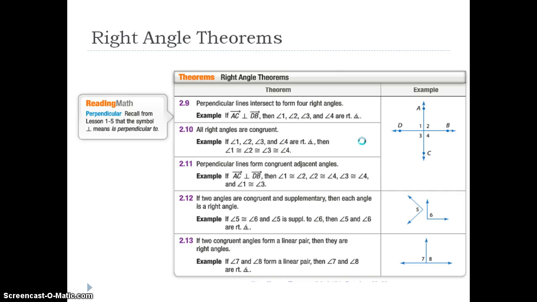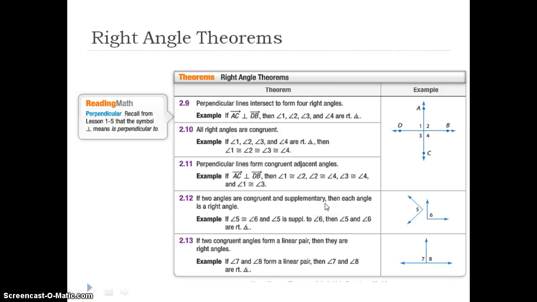The last theorems we're going to go over are right angle theorems. So the first one says perpendicular lines intersect to form four right angles. So here's two perpendicular lines. It creates 1, 2, 3, 4 right angles. All right angles are congruent because they're all 90 degrees. Perpendicular lines form congruent adjacent angles. So these lines are forming four angles that are all 90 degrees, and they're next to each other.